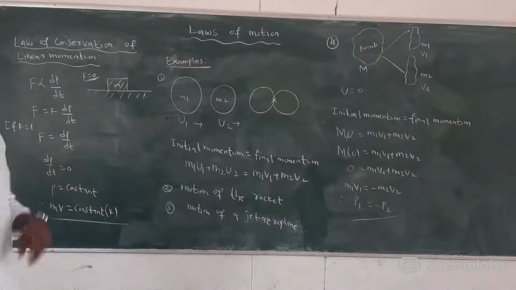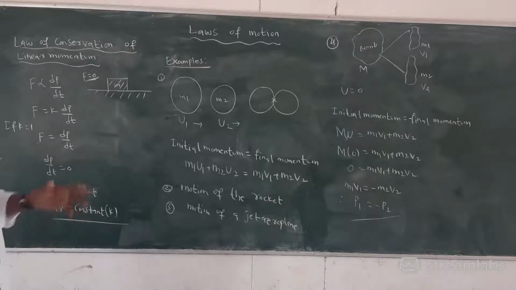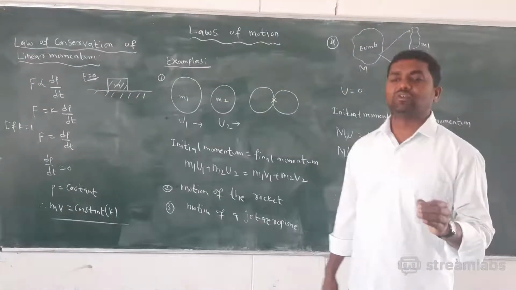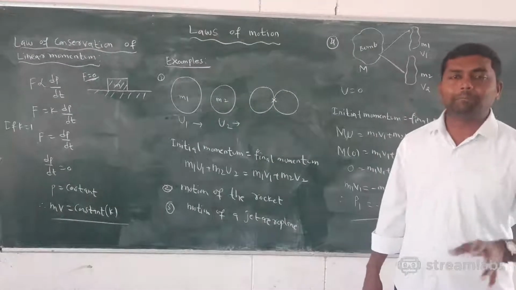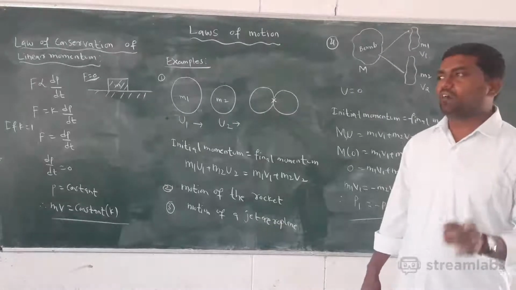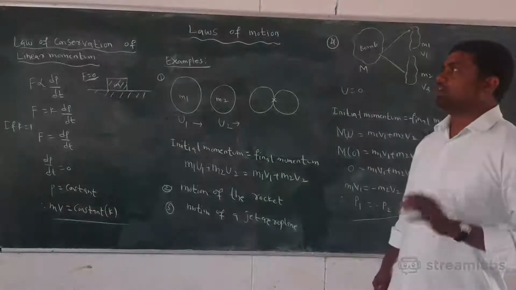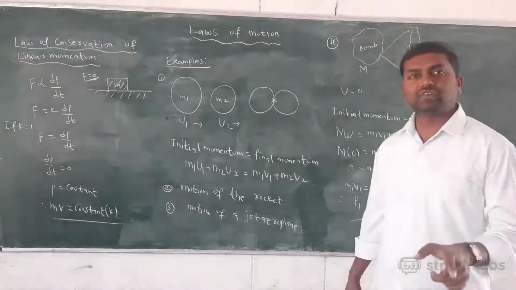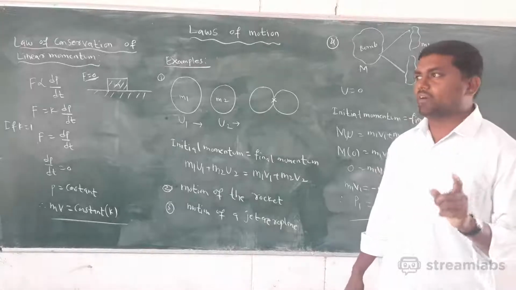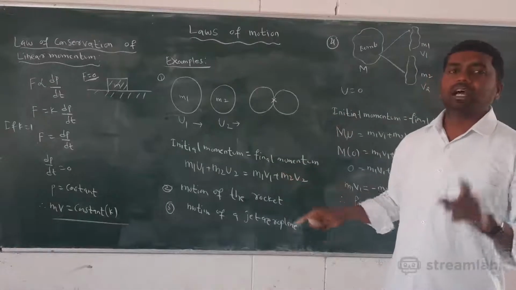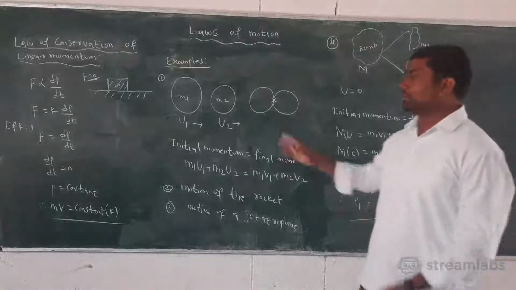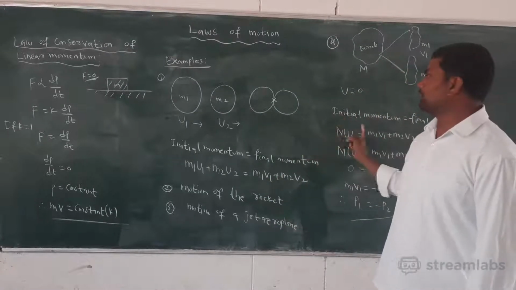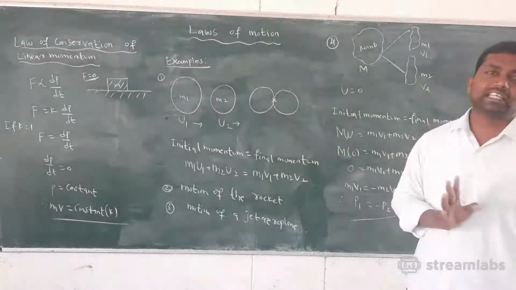You can write only 2 examples from the examination point of view. The question will be asked in the examination: define momentum and impulse and state the law of conservation of linear momentum with example. So we write the momentum definition, the impulse definition, and the statement of the law of conservation of linear momentum. You can write only 2 examples, first, second or third, fourth, but one example must be explained.